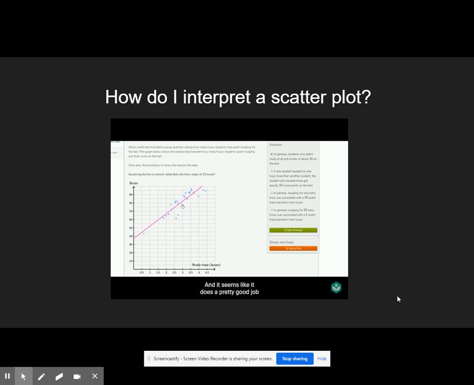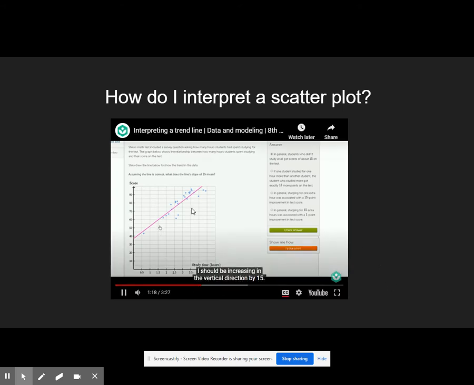It seems like it does a pretty good job of at least showing the trend in the data. Now, slope of 15 means that if I'm on the line, so let's say I'm here, and if I increase in the horizontal direction by 1, I should be increasing in the vertical direction by 15.